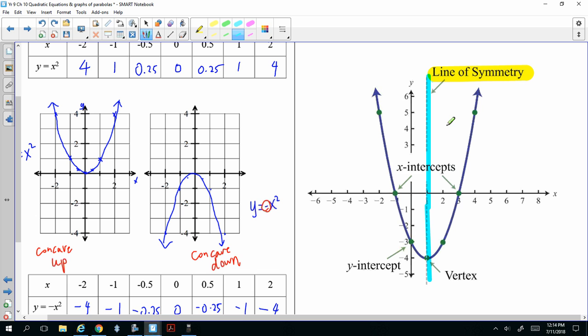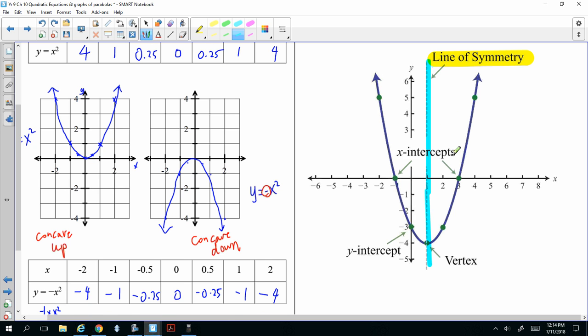Also, the point where the axis of symmetry crosses the parabola is called the vertex. So this point is called the vertex. And we learned about the x and y intercepts in the previous topic. X-intercept here and the y-intercept there. So we need to know how to identify these features on our next page when we look at the parabola in more detail. So let's look at an example, okay? Next page, ready?